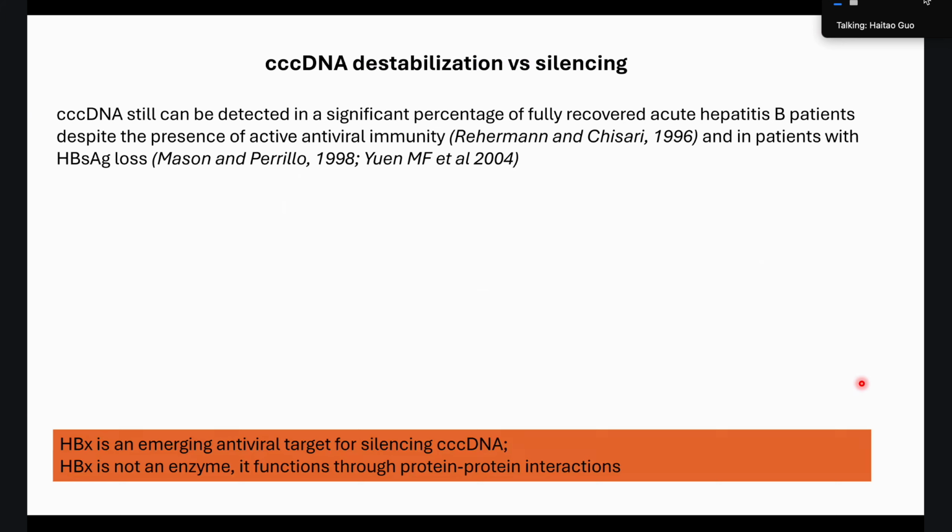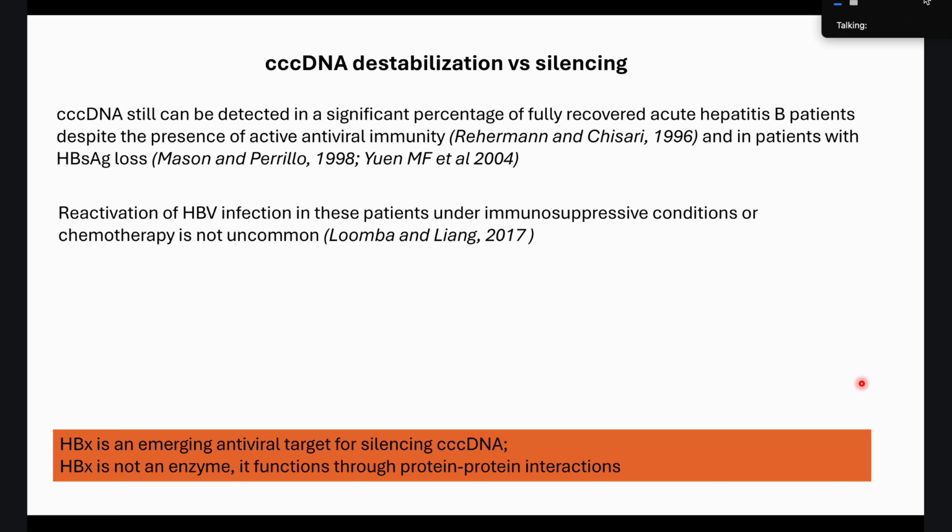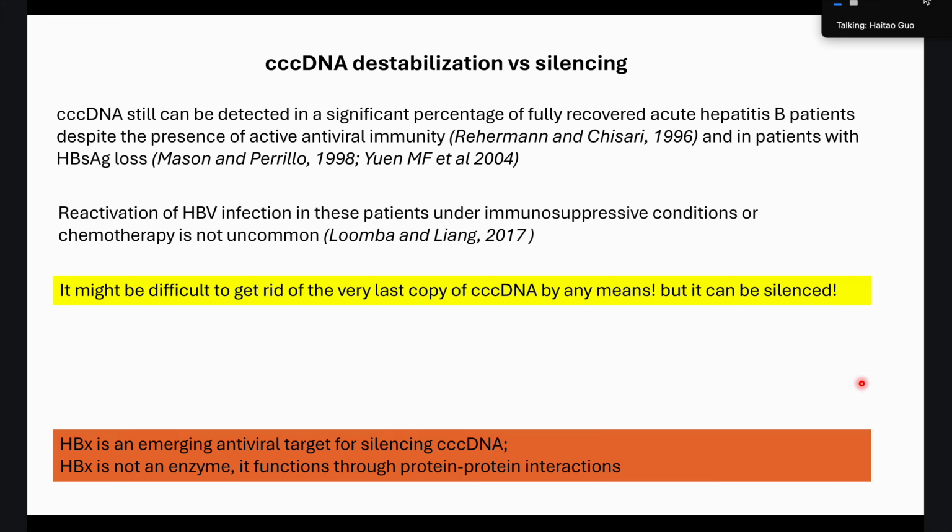So when we compare the cccDNA destabilization or silencing approaches, here are some thoughts we can discuss. cccDNA can still be detected in a significant percentage of fully recovered acute hepatitis B patients, despite the presence of active antiviral immunity. Also, even in patients with surface antigen loss, the cccDNA can still be detected. And reactivation of HBV infection in these patients under some circumstances, like immunosuppressive conditions or chemotherapy, is not uncommon. That indicates the cccDNA is not completely eliminated from those acute hepatitis B patients with spontaneous clearance, so it might be difficult to get rid of the very last copy of cccDNA.